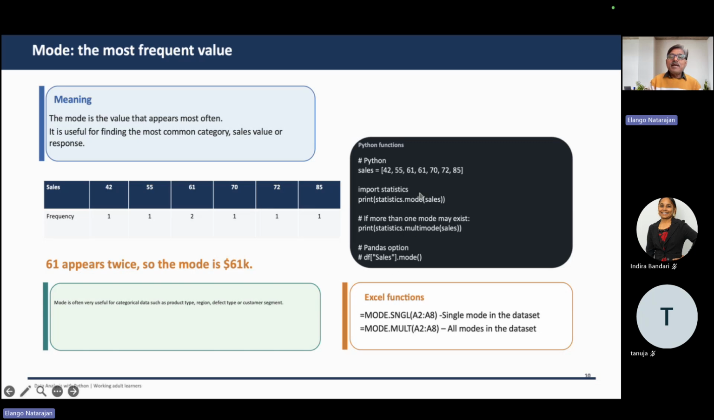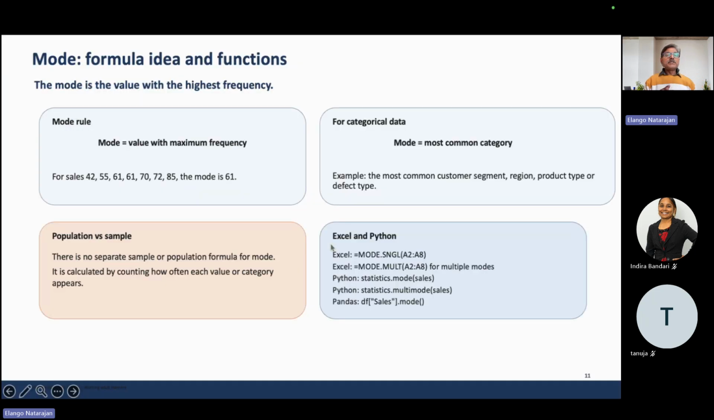In the same way in Python, you can use statistics.mode to find the mode of your data set if it is single, or if it is multi-mode, you can use the multimode function in Python. All good. The mode formula is the same for both numbers and categorical data. All you need to do is see how many times the data appears in your data set. It's counting.